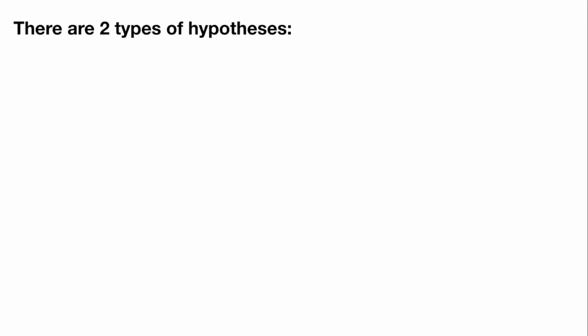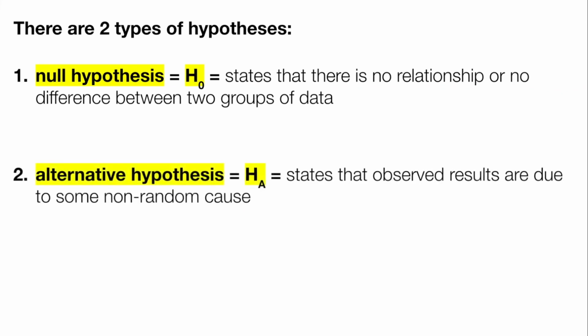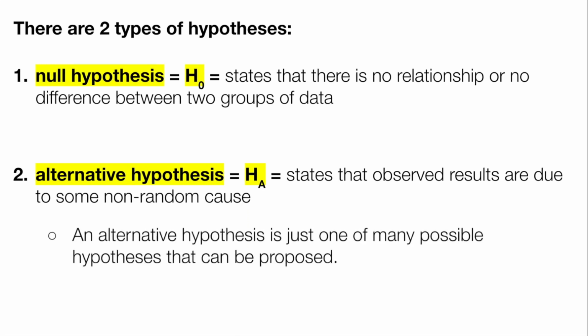There are two types of hypotheses. The first is the null hypothesis, and that states that there is no relationship and no difference between two groups of data. The second type of hypothesis is called an alternative hypothesis, and this hypothesis states that observed results are due to some non-random cause. In other words, the alternative hypothesis is simply one of many possible alternative hypotheses that can be proposed to explain some phenomenon we've observed.